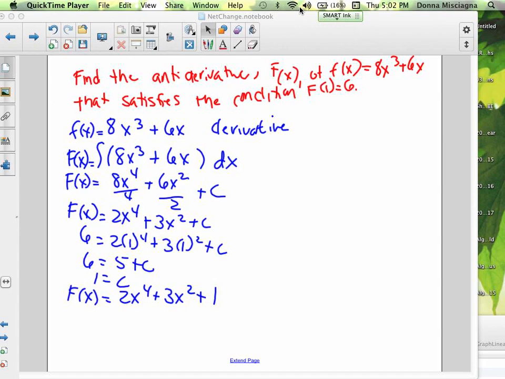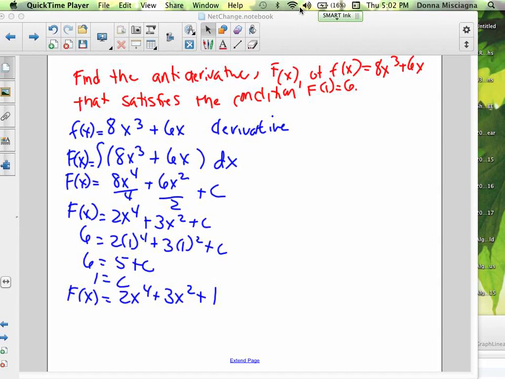All right, so if you're finding the antiderivative, it means you're going to integrate. And f of 1 equals 6, that's our initial condition, if you will. Our initial condition does not have to be when something is 0. It just has to be some point on the original function so we can solve for c. So f of x equals 8x cubed plus 6x. That is the derivative. If we integrate, we get back our function plus a constant, but we can solve for the constant.